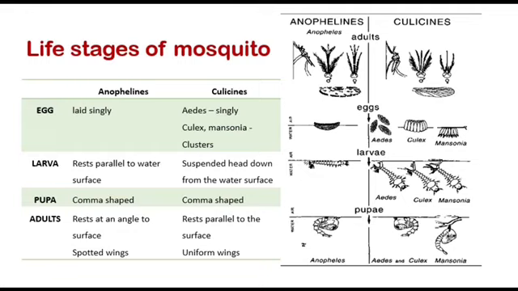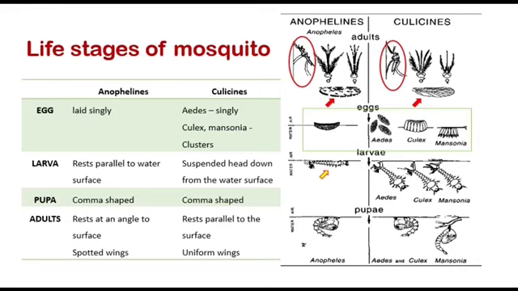The Anopheles mosquitoes rest at an angle to the surface, whereas the Culicine mosquitoes rest parallel to the surface. And the wings: Anophelines have spotted wings due to alternate dark and white bands. Culicine mosquitoes have uniform wings. The Anophelines lay eggs singly. Aedes also lay eggs singly. Culex and Mansonia lay eggs in clusters.